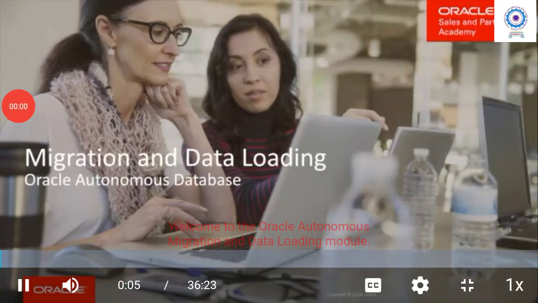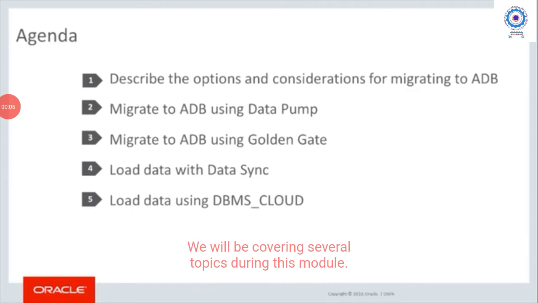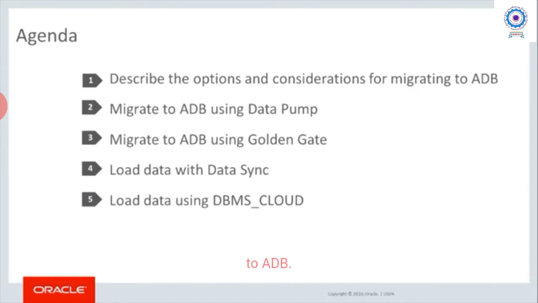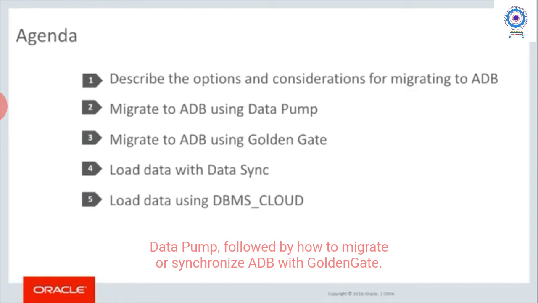The Oracle Autonomous Migration and Data Loading module. We will be covering several topics during this module. We will start by describing the options and considerations for migration to ADB. We will then cover migrating to ADB using DataPump, followed by how to migrate or synchronize ADB with GoldenGate.